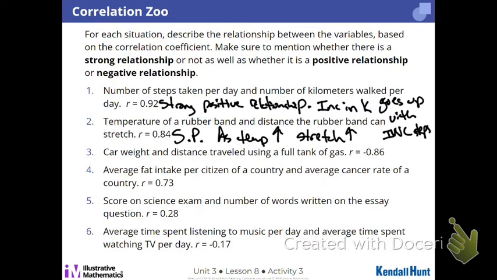Now you want the next one, okay, Spencer? Car weight. It is a strong negative. Strong negative, okay, and what does that mean? As the weight increases, the distance traveled decreases. Yeah, and why would that be, Spencer? Because it's more weight to carry. Yeah, if a car is heavier, it gets worse gas mileage, right? Okay. Number 4.